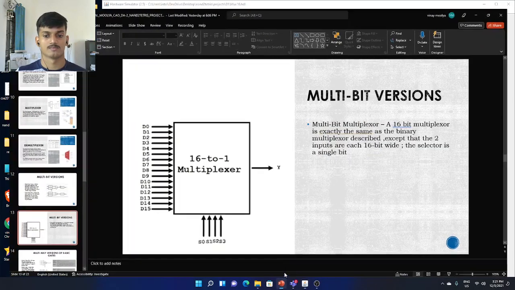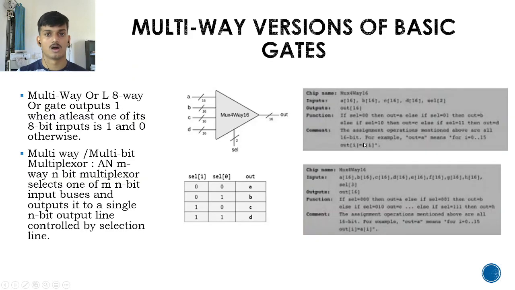Moving on to the next thing, that is a multi-way version of a basic gate. A multi-way OR, an 8-way OR gate, outputs 1 when at least one of its 8-bit input is 1 and 0 otherwise. A multi-way or multi-bit multiplexer, an m-way n-bit multiplexer, selects one of m n-bit input buses and outputs it to a single n-bit output line controlled by the selection line. So this is the basic description of the MUX 4-way 16 and MUX 8-way 16, and this is how a MUX 4-way 16 looks like, with four 16-bit inputs and one 16-bit output with a 2-bit selection input. It is a 2-bit selection input because 2 to the power 2 inputs are there.